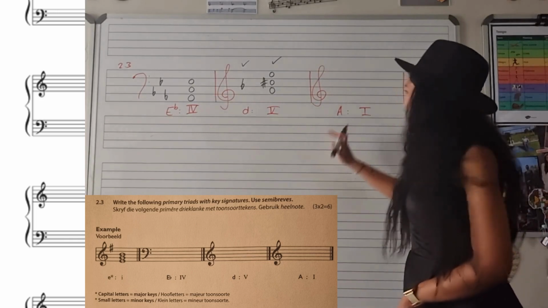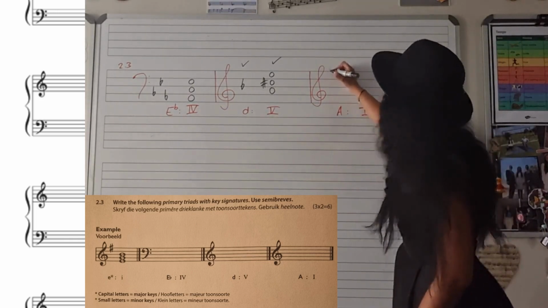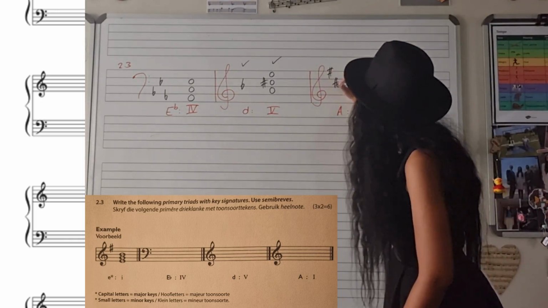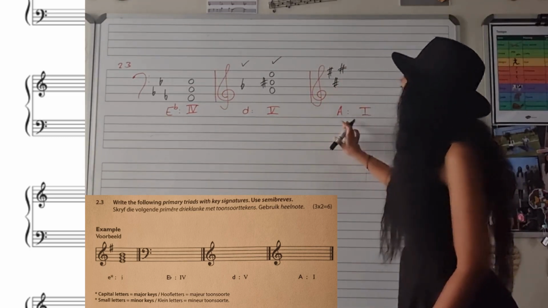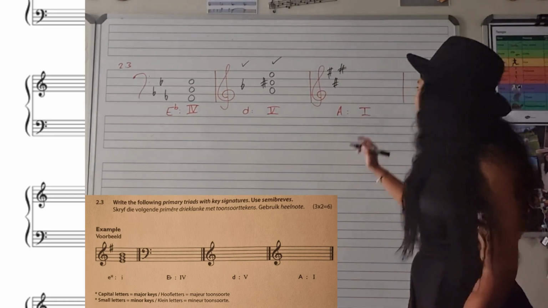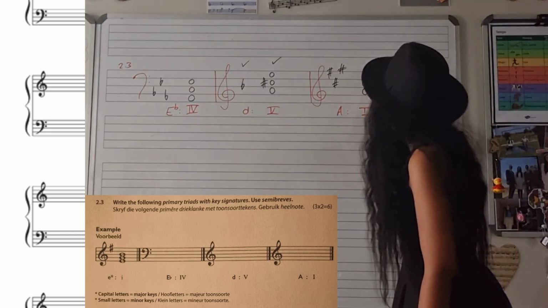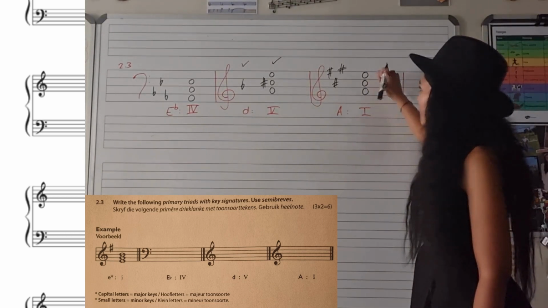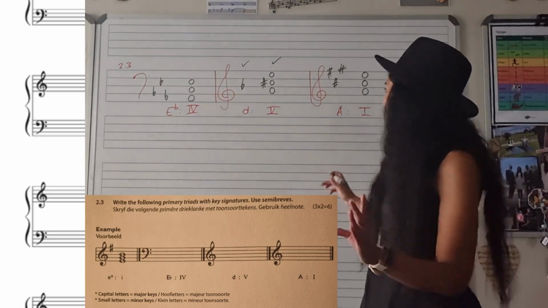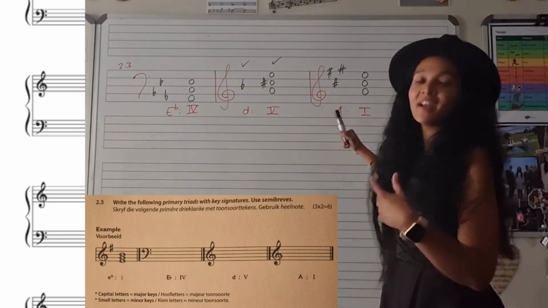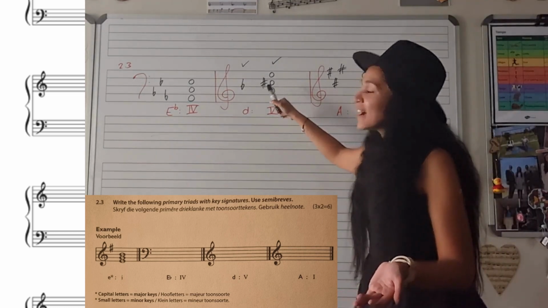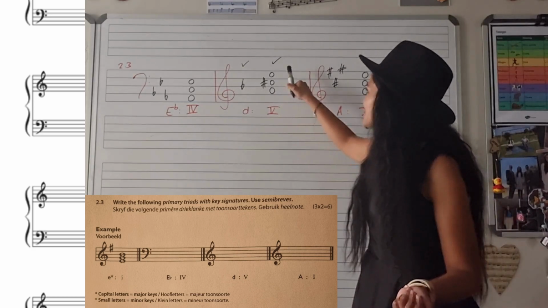Then our last triad is in A major. In the treble clef we're going to fill in our key signature. And then of course the tonic of A is just A, and we're going to go up 3 notes there. A, C sharp, E, and you'll notice that the tonic triad in A major is also the dominant triad in D minor, A, C sharp, E.